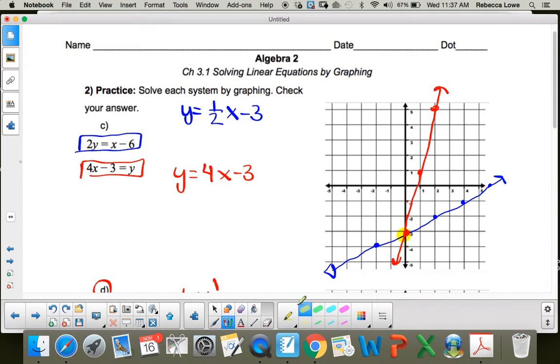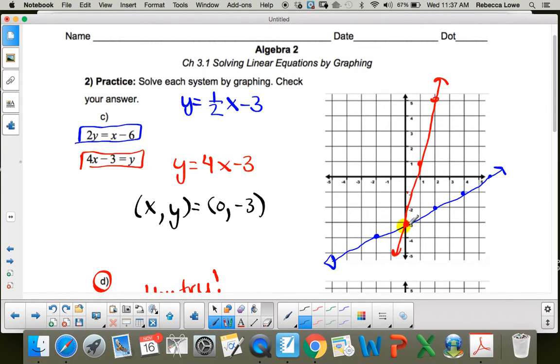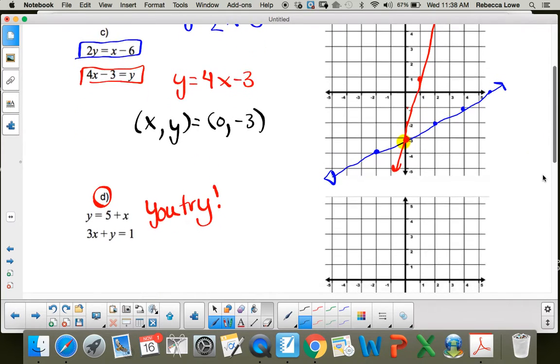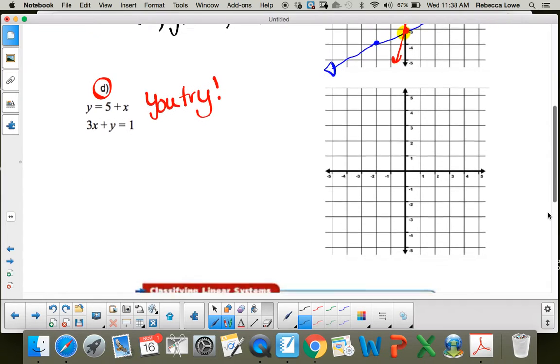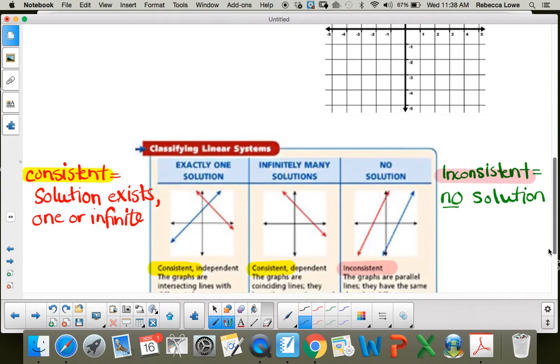And we would write the point of intersection as x comma y equals, and then the point of intersection. The point of intersection is 0, -3. Simple as that. I would not give you a graphing one that doesn't come up as an integer point because it's just too hard to estimate. So anytime I ask you to graph, you can assume it's going to be an integer point. So you're going to try D, graph both lines and write the solution. You should come in with that done.